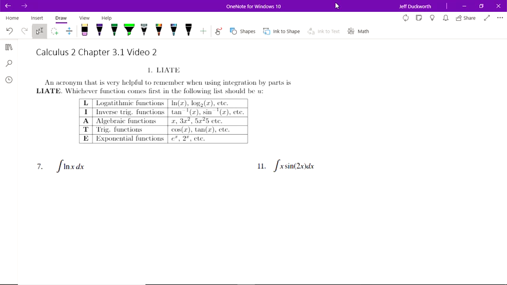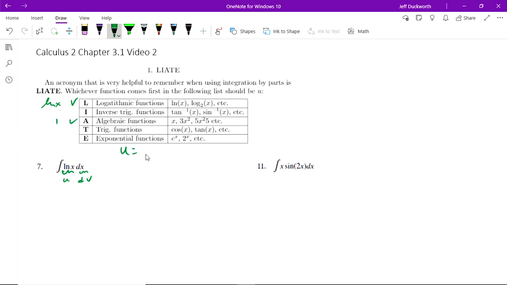I picked up a couple more problems from your homework here. The first one is the natural log of x dx. Consider that 1 times dx. We've got an algebraic function as our 1, and this is our ln of x. So we should attempt to use ln of x as our u, and that's dv.